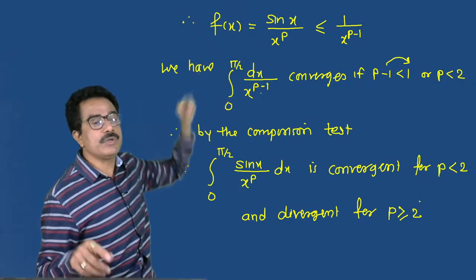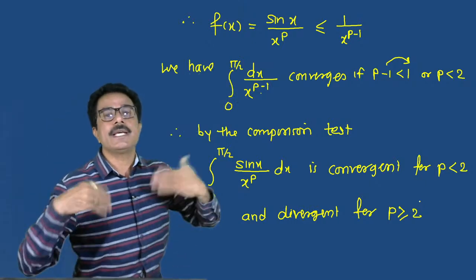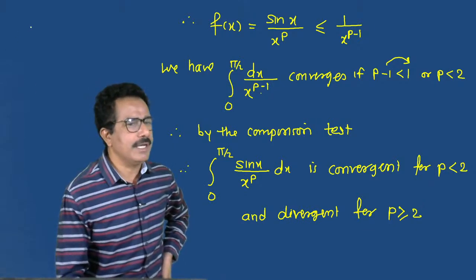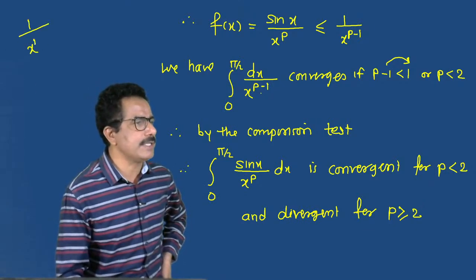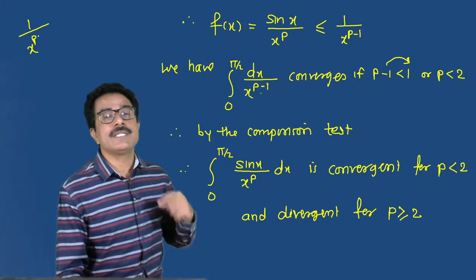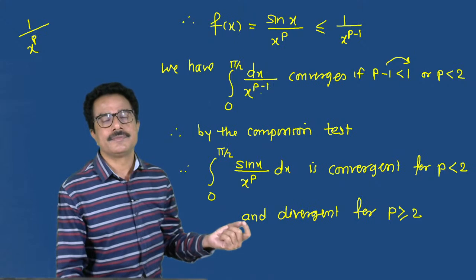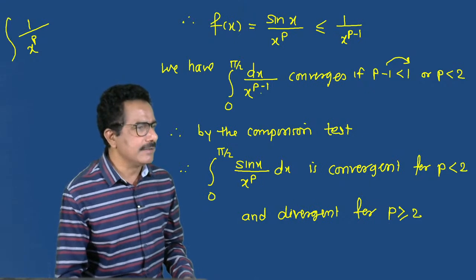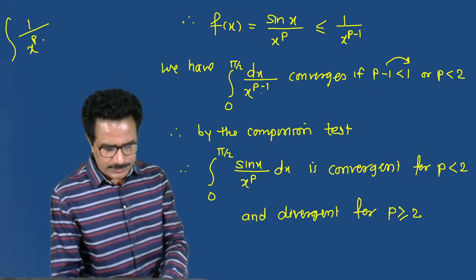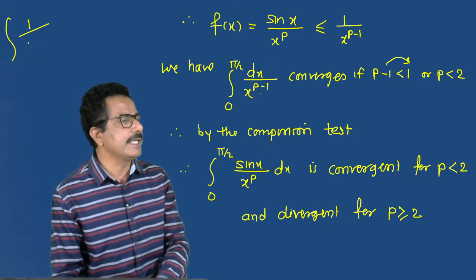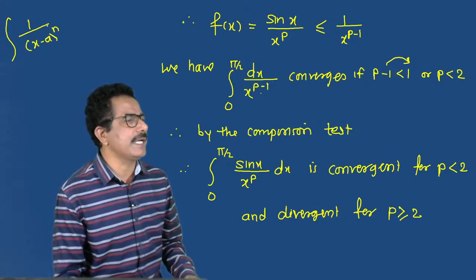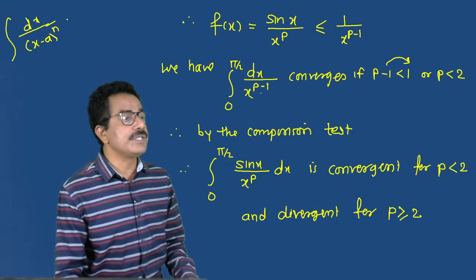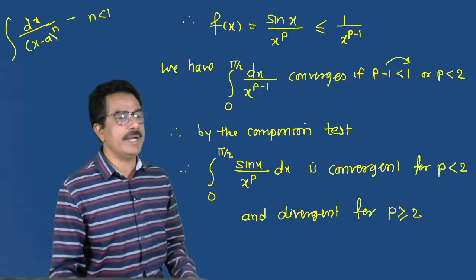We have integral from 0 to pi by 2 dx divided by x raised to p minus 1. See this. आता x raised to p minus 1, आता पहा 1 upon x raised to p minus 1. p minus 1 जर less than 1 असेल, you can take less than 1. काल आपण प्रॉब्लेम पाहिलेला आठवत आहे का? इंटिग्रल सेम प्रोसेस, तोच इथं वापरायचा आहे. Integral of dx divided by (x minus a) raised to n, which is convergent for n less than 1.